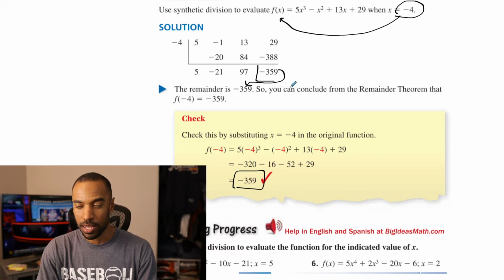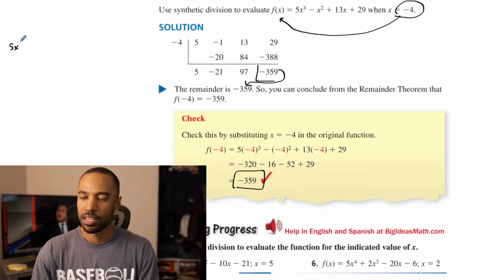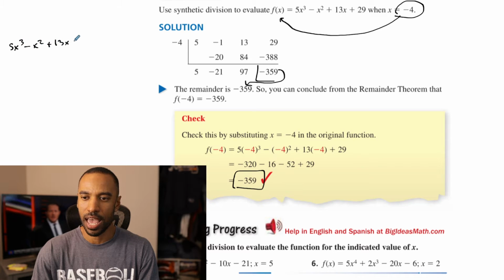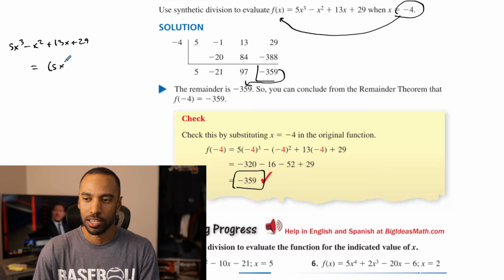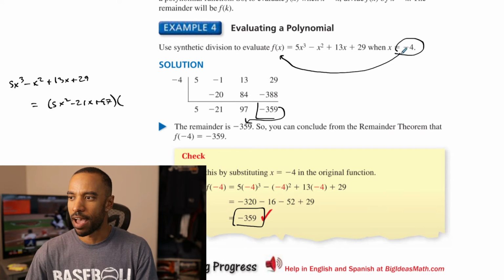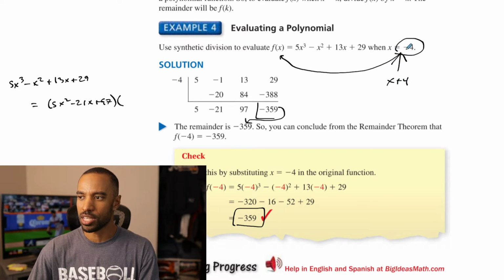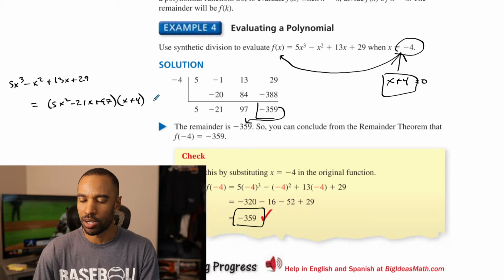Now, the reason being is, they didn't write it for you. The reason being is because 5x cubed minus x squared plus 13x plus 29 equals, remember, this quotient, 5x squared minus 21x plus 97, times your linear factor. Your linear factor would have been x plus 4, right? If x equals negative 4, add 4 over. If x plus 4 equals 0, this is your factor. Times x plus 4 with a remainder of negative 359.